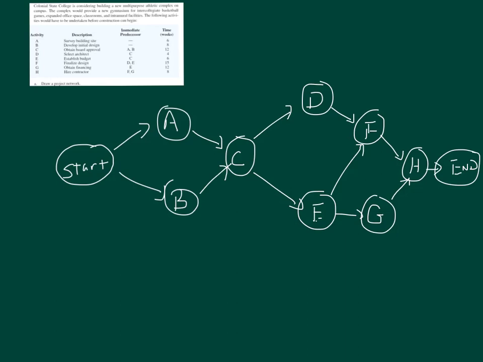Activities are nodes, arrows are relationships. So that's all I was going to do for drawing the network today. Next we'll get into actually trying to figure out the critical path of this. That'll be a different video.